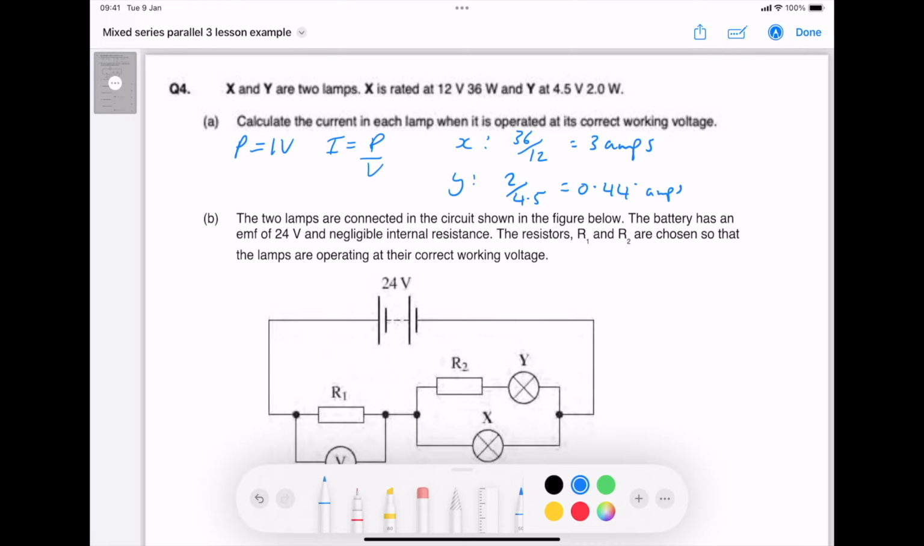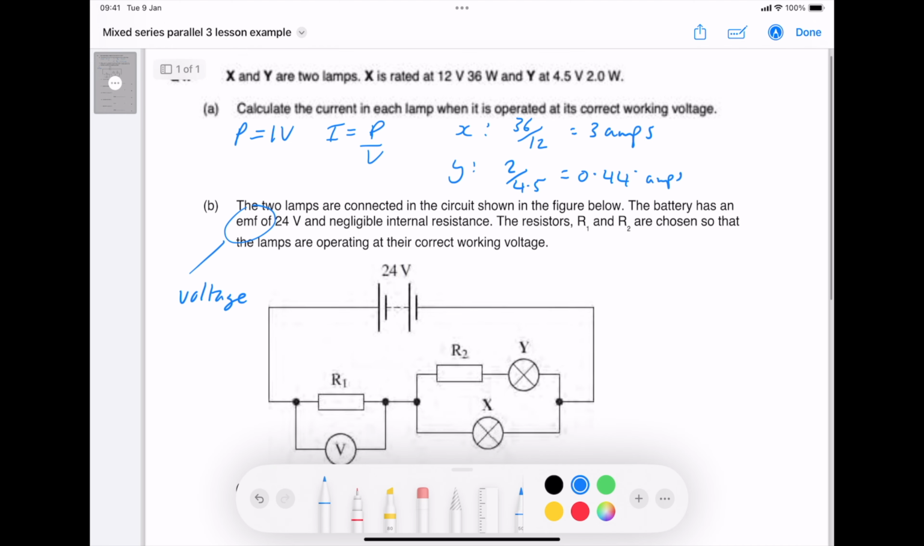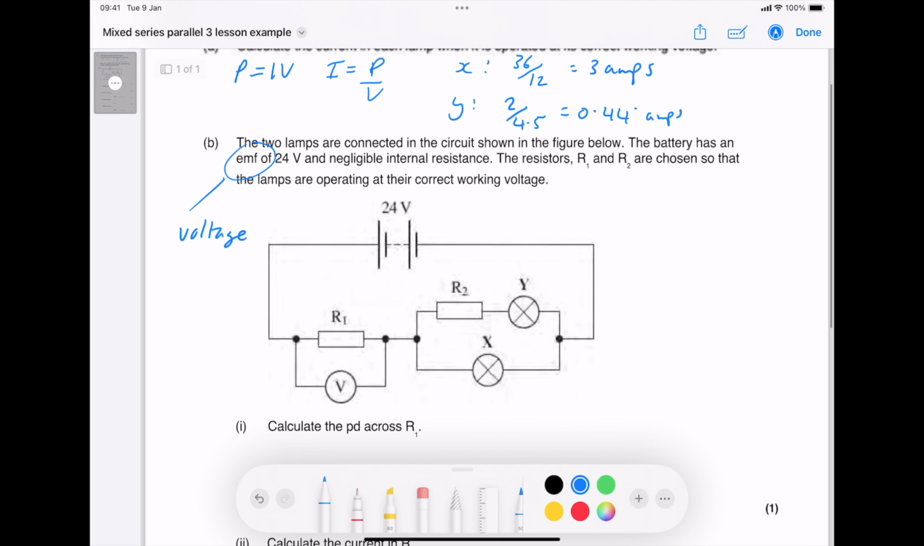So the lamps are then connected in the circuit shown in the figure below. The battery has an EMF. EMF, by the way, is another word for voltage. It has an EMF of 24 volts and negligible internal resistance. R1 and R2 are chosen so the lamps are operating at the correct working voltage. So let's take a look at the diagram. You can see X and Y are in the parallel part of the circuit, and then you've got R1, which is in the main series bit, if you like.